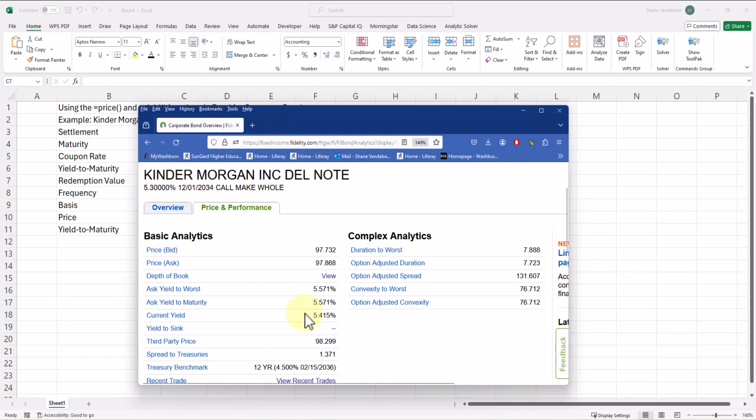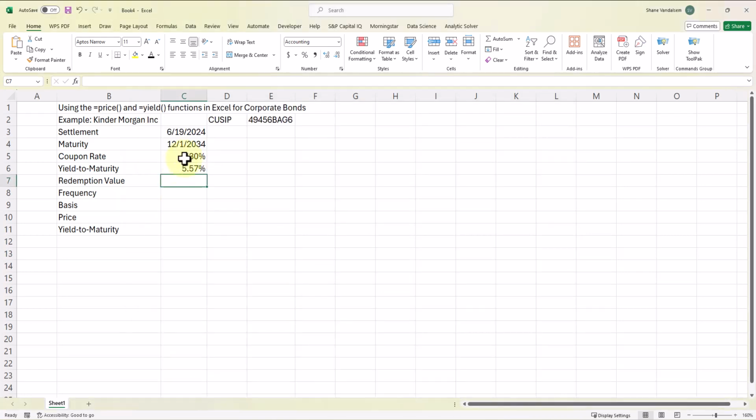So the redemption value that we're going to put in here is 100 because we're basing it on the quoted price. We're trying to get to that quoted price. The frequency, this is a semi-annual bond, as are most coupon corporate bonds in the US, so there are 2 payments per year. The basis is what I was talking about before, and we're going to see whenever we use the functions, it's going to pull these up, but we're going to put a 0 in here.